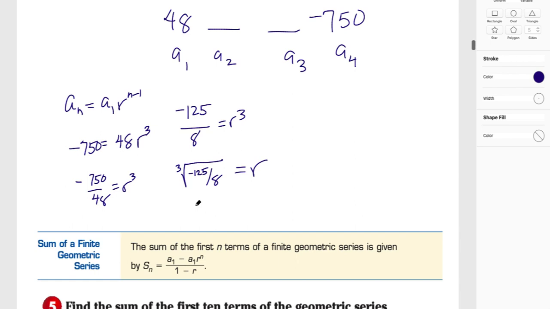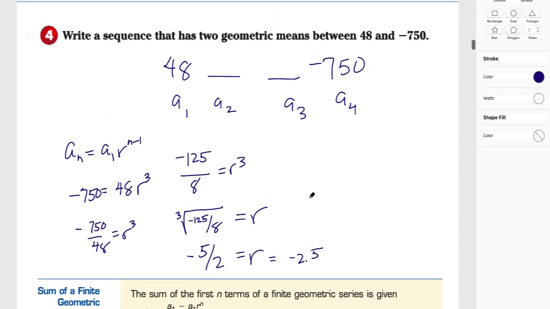Well, fortunately for us, these are perfect cubes. So the cube root of 125 is going to be 5, and the cube root of 8 is going to be 2. And it's still negative. So r is equal to negative 5 halves, or negative 2.5 if you prefer the decimal version. So we're not done, because we still need to come up with the values that are in between. We take the common ratio, multiply 48 by that, and we get negative 120. Then we multiply negative 120 by the common ratio, and we end up with 300. And then of course, if we multiply that again, we're going to get the negative 750.